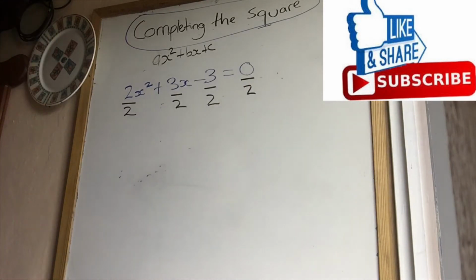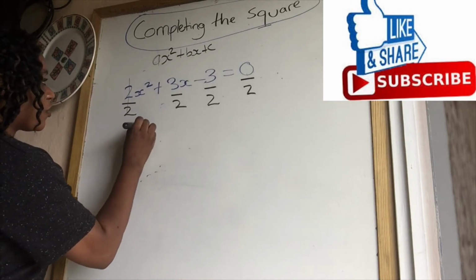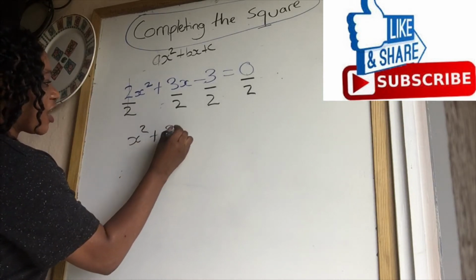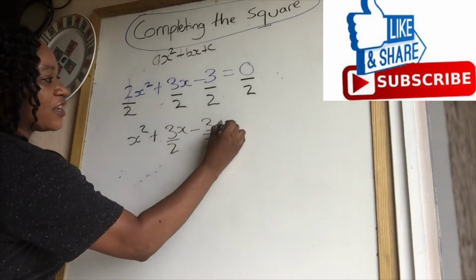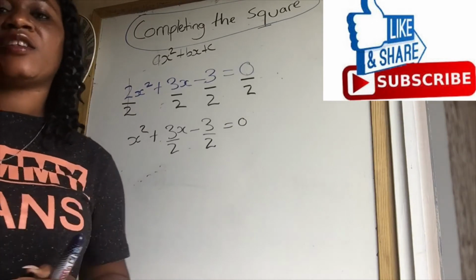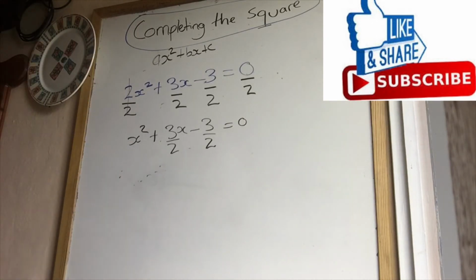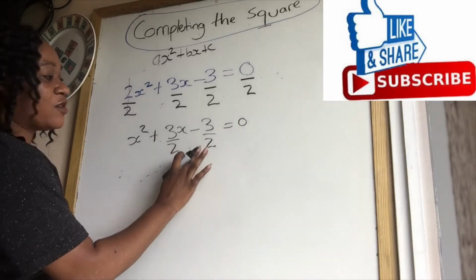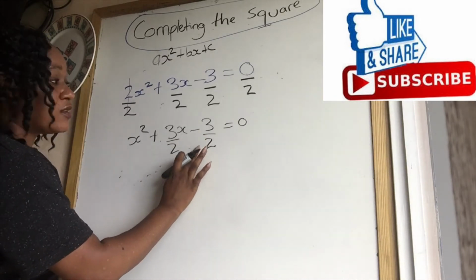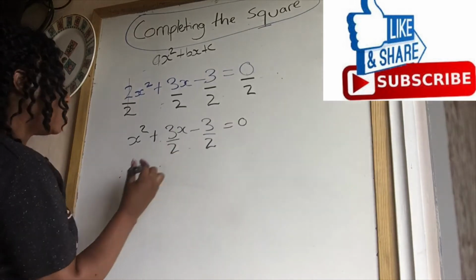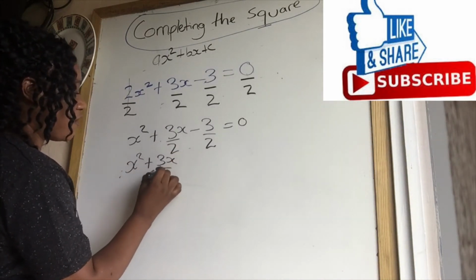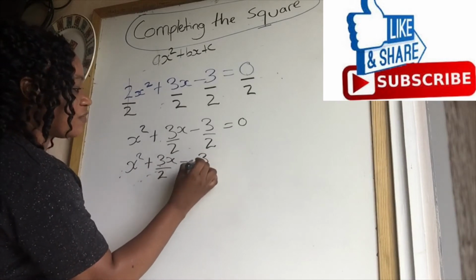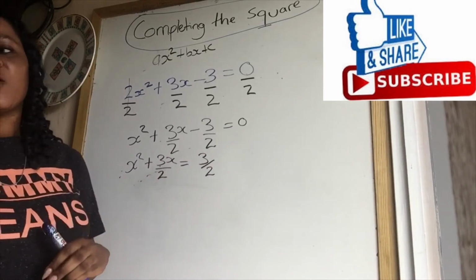Cool? Now, we know that this is dead. Alright, so we are now left with x² + 3x/2 − 3/2 = 0. Alright, so we're going to clean this up. Alright, so we need to get rid of this. So we need to kill this because we need to move our constant to the right hand side. Alright, so we are now left with x² + 3x/2 = 3/2. We're still not done.